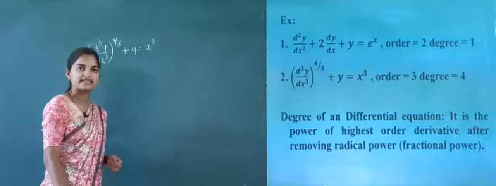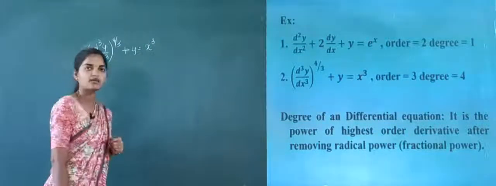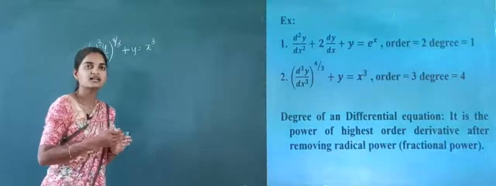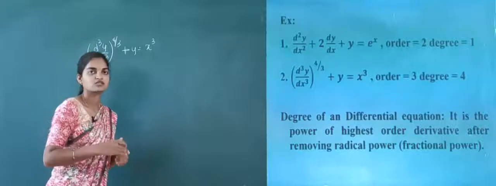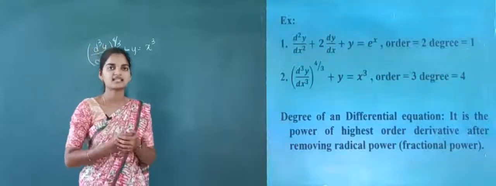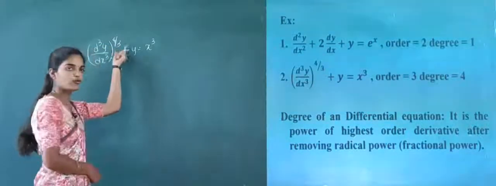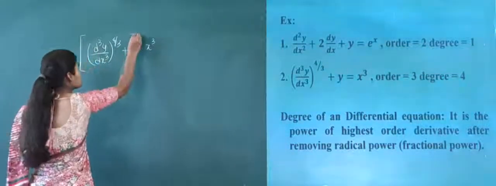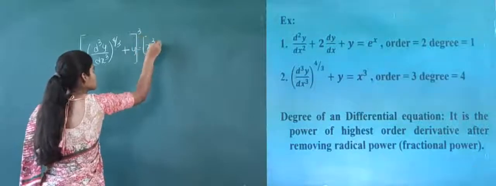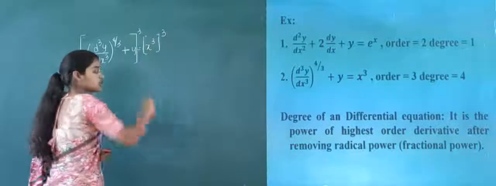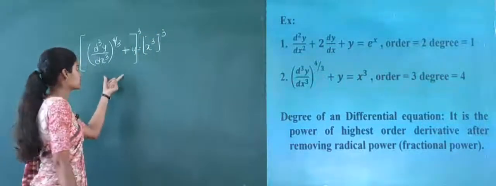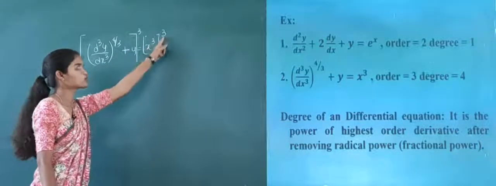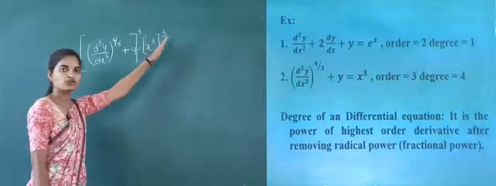Directly you should not write the degree as 4 by 3. Why? Because while defining the degree, I said that after removing the radical power, whatever power remains, we take that as the degree. Now here the power is 4 by 3. We have to remove that. For that I will take the cube on both sides of this equation. Then the left side will be d cube y by dx cube raised to 4, and the right side is x cube whole cubed, which obviously we can write as x raised to 6.